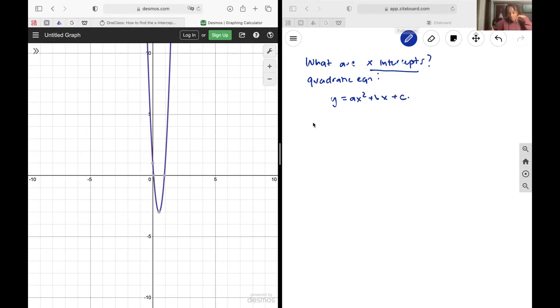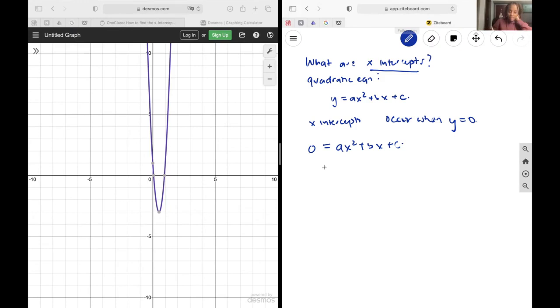So the x-intercepts occur when y is equal to 0. And so we'd have 0 is equal to ax squared plus bx plus c. And so depending on how many times the graph is crossing the x-axis or touching the x-axis, because you could also just touch it right here at the bottom, could be the only place that touches the x-axis.